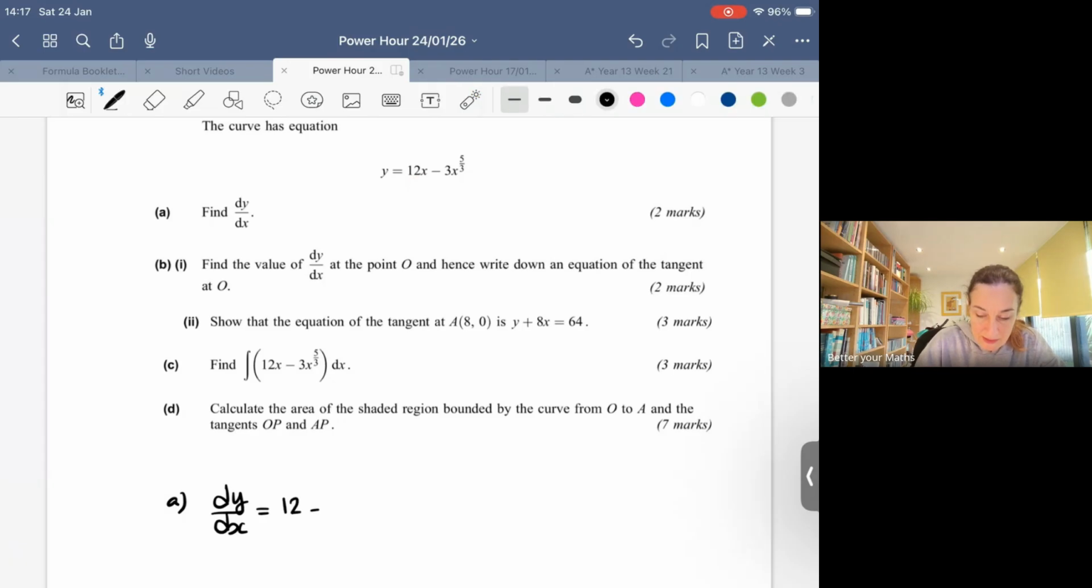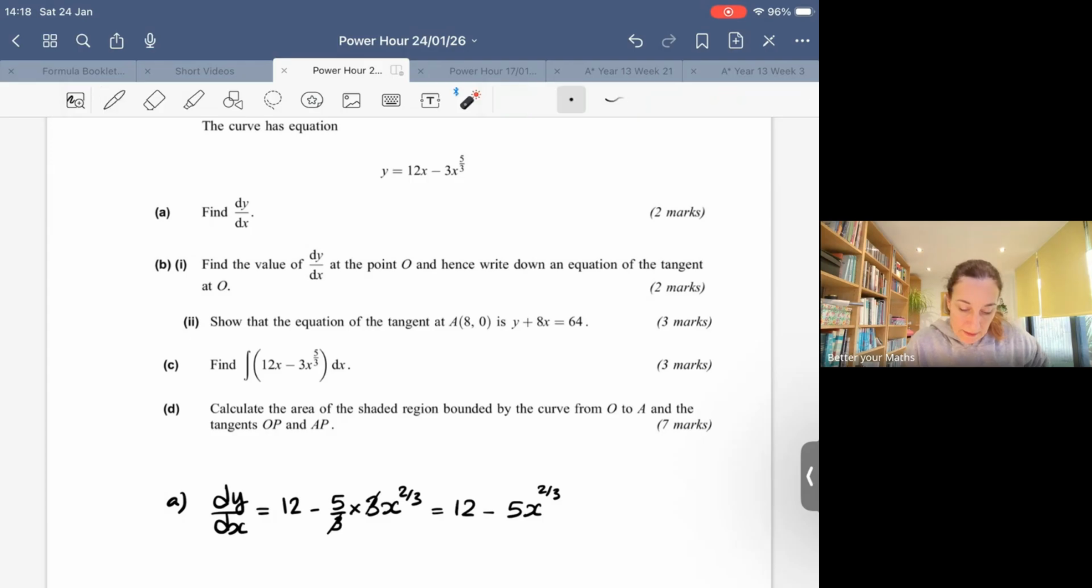And then minus the exponent, so 5/3 times 3x to the power of 1 less. So 5/3 minus 1 is 2/3, no? 2/3. I'm going to simplify this a bit, and I have 12 minus 5x to the 2/3, no? If I've done correctly. That's the derivative. You don't have to do anything with it, yeah?